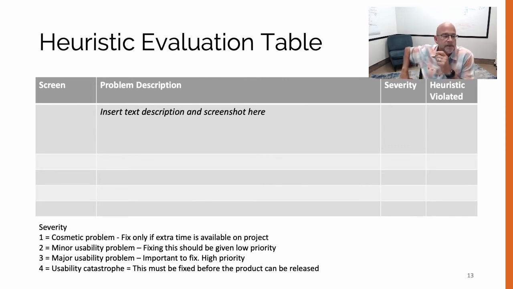And then speaking of severity, there's kind of 4 levels of severity. 1 would be considered kind of a cosmetic problem, all the way up to 4, which would be considered kind of a usability catastrophe. This is a situation where this has to be fixed before the product can be released. A cosmetic problem would be, yeah, well, only fix this if you have a little extra time.